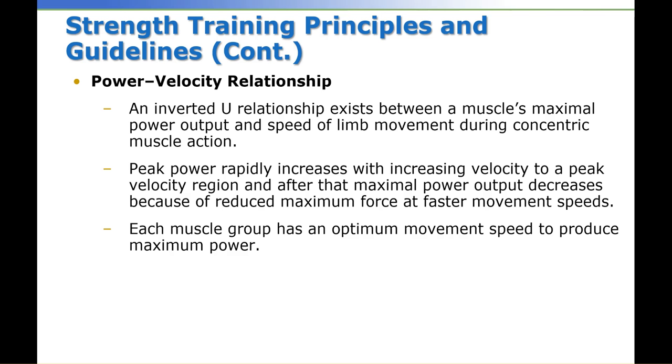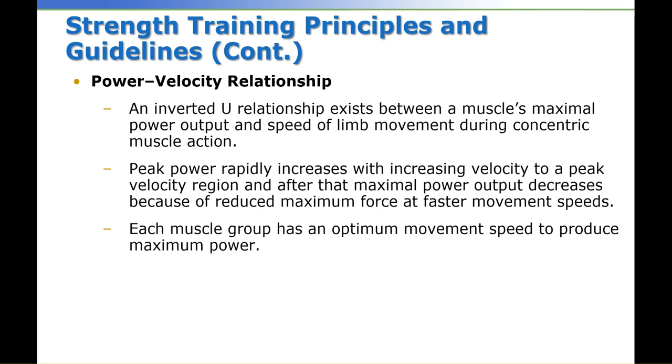And then you talk about this, an inverted U shape. Inverted is an upside-down U, on figure 14.7, between the muscle's max power output and limb movement. So you have the sweet spot where power and the speed of limb movement create the greatest degree of muscle power, but that happens at a specific angular velocity, where if it's too fast, then your muscle power declines. So peak power rapidly increases when increasing velocity, up to the peak velocity region, and after that, max power decreases because of the reduced max force and faster movement speed.